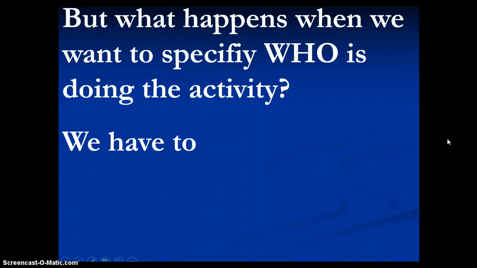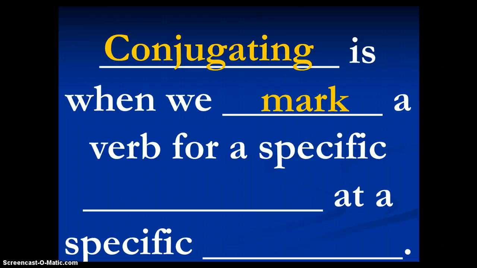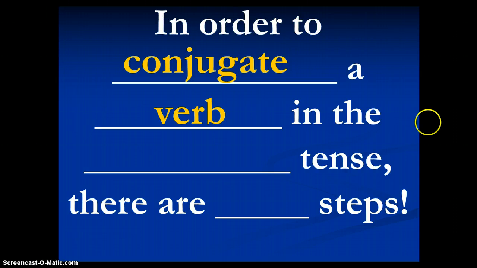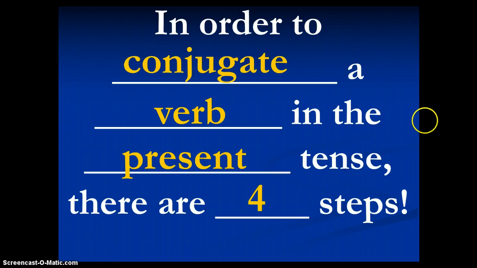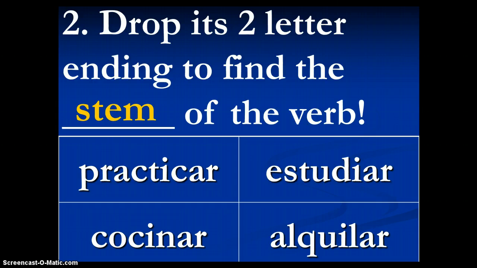So what happens when we want to specify who is doing the activity? If we wanted to take "to watch" and figure out who's watching, we have to conjugate. Conjugating is when we mark a verb for a specific person at a specific time. So we don't want to say "to watch," we want to say "I watch" or "she watches." So we need to conjugate. In order to conjugate a verb in the present tense, there are 4 steps. First of all, you have to start with a verb in the infinitive form. Then we're going to drop its 2-letter ending to find the stem of the verb.